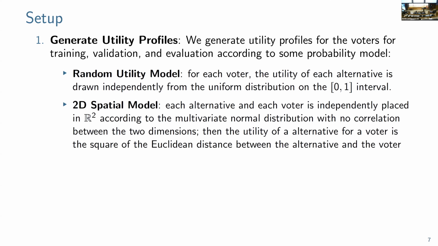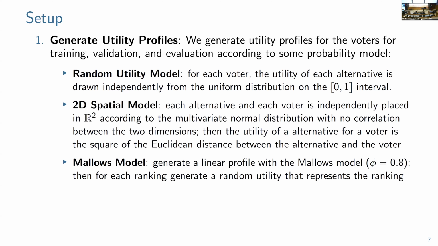A natural one to look at, especially from a political science point of view, would be a spatial model, which we already saw in the first lecture, I think, where candidates and voters are placed on a 2-dimensional grid, and your utility for a candidate is the negative of how far away you are from that particular candidate. And then we also looked at a Mallows model.